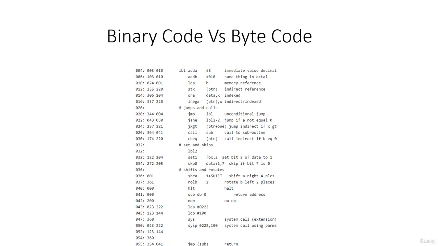Some commands take 1 byte, and some commands take 2 or 3 bytes. In this example, there are no commands that take 4 or 5 bytes. So this is the binary code that the processor understands.